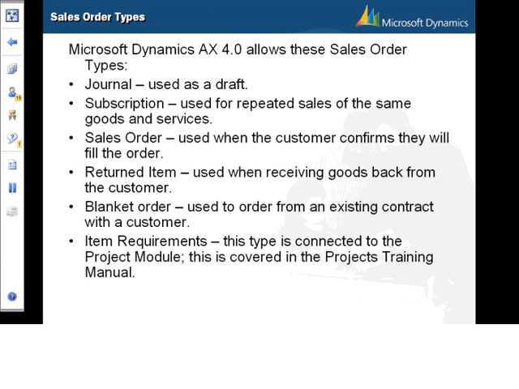Sales order types. Create a sales order in Microsoft Dynamics AX. When you're creating a sales order in Microsoft Dynamics AX, you can select from one of several sales order types: journal, subscription, sales order, returned item, blanket order, and item requirements. Again, the same as in purchase orders.